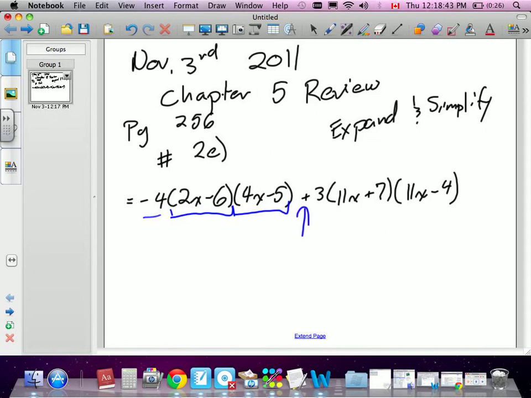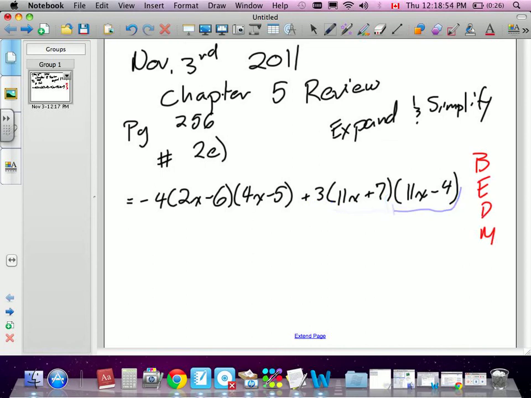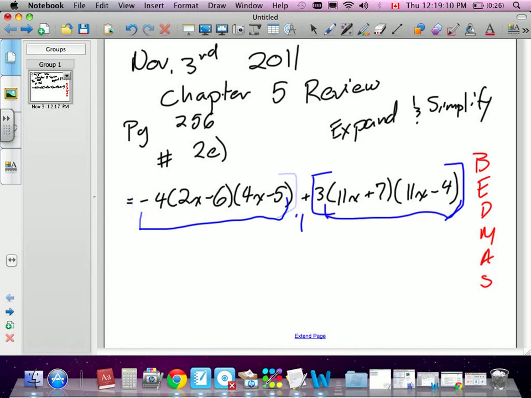Then I have an addition sign in between, and I have 3 times this bracket times this bracket. So according to BEDMAS, don't forget about that ever. When you get stuck on math, let's refer back to BEDMAS when we're equating things. I'm going to deal with all of my multiplication first. Because this is all multiplication, I'm going to solve all of that. Then finally at the end, I will add.